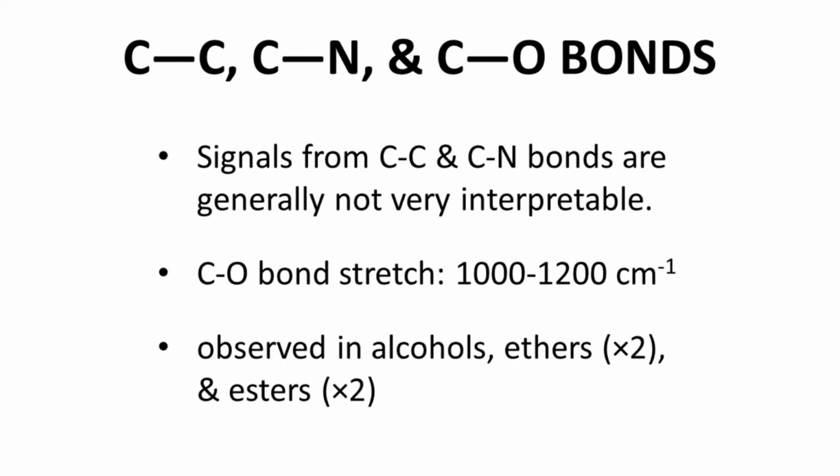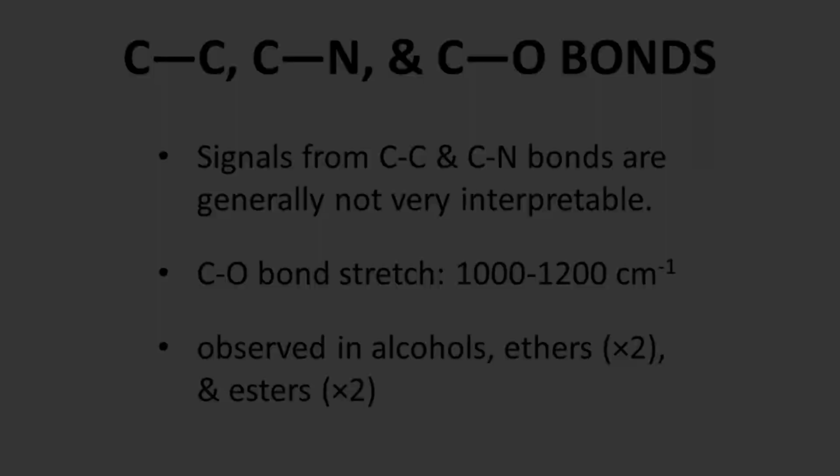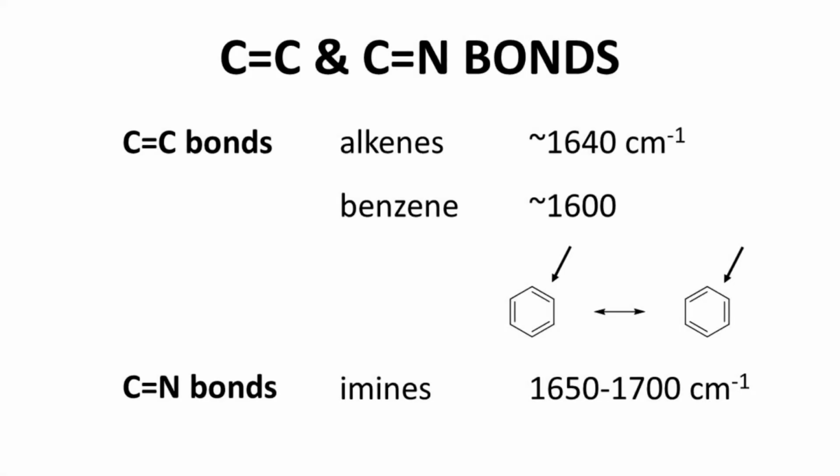How about double bonded functional groups? Let's consider the CC and CN double bonds. We'll save the CO double bonds, carbonyls, which are special, and give them their own video. So alkenes. Simple alkenes appear very close to 1640 wave numbers. There is another place you often find CC double bonds.